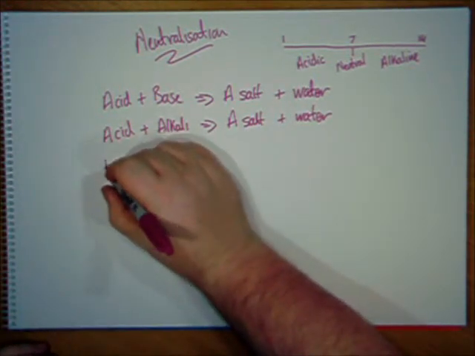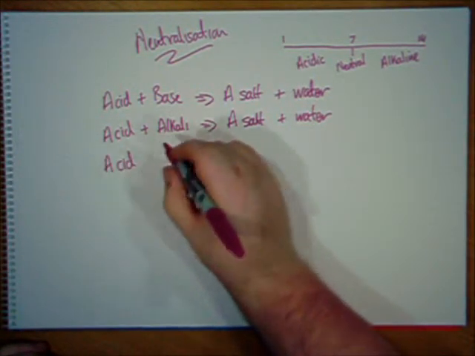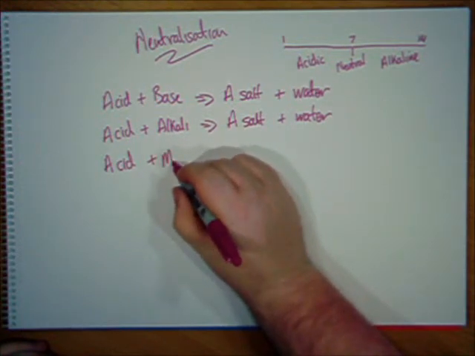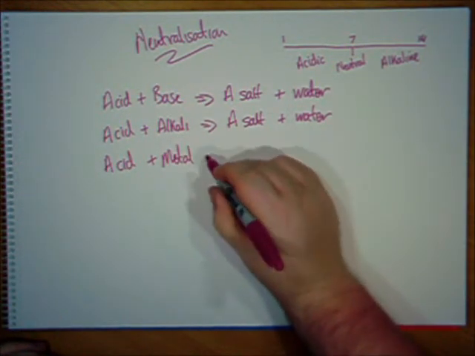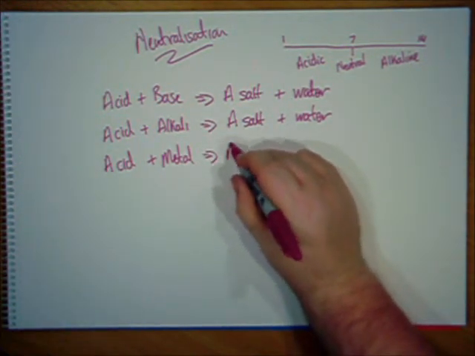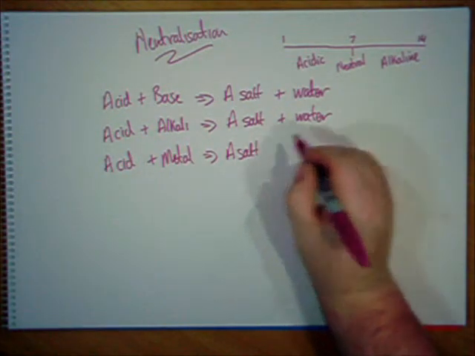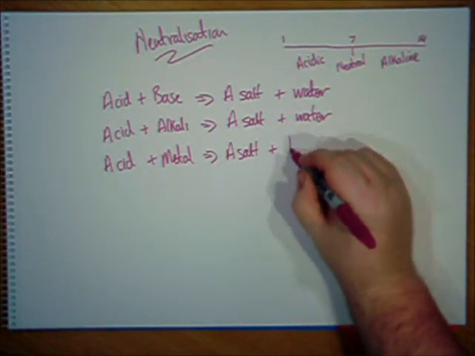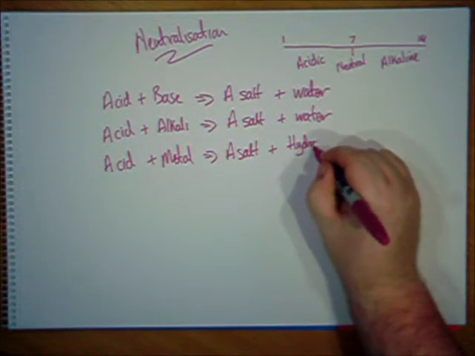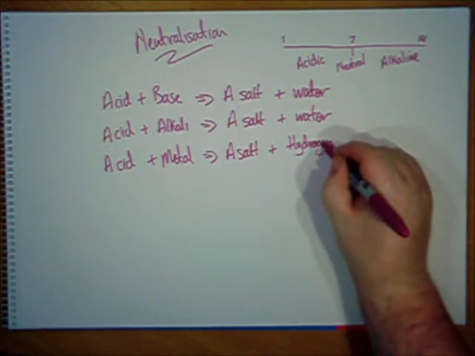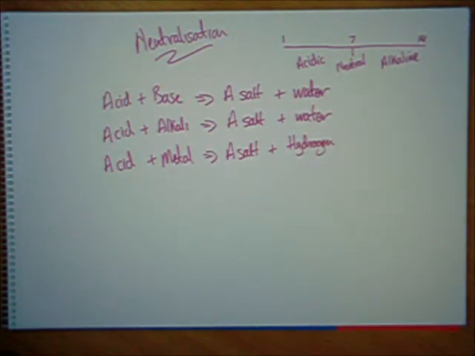If you take an acid and you react it with a metal, you get a salt plus hydrogen given off as a gas.